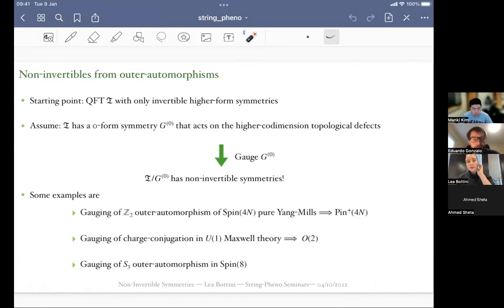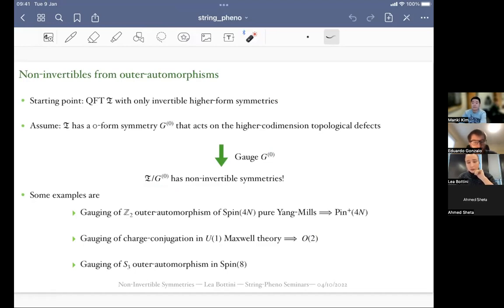So what's the idea of non-invertibles from outer automorphisms? The starting point is a quantum field theory that only has invertible, possibly higher form symmetries. You also assume that your theory has a zero form symmetry, G0, that acts as an outer automorphism, and in particular acts on the higher form symmetries that you have in your theory. So it induces an action on the topological defects for these higher form symmetries. And the idea is that if you gauge G0, the resulting theory, T mod G0, will have non-invertible symmetries.